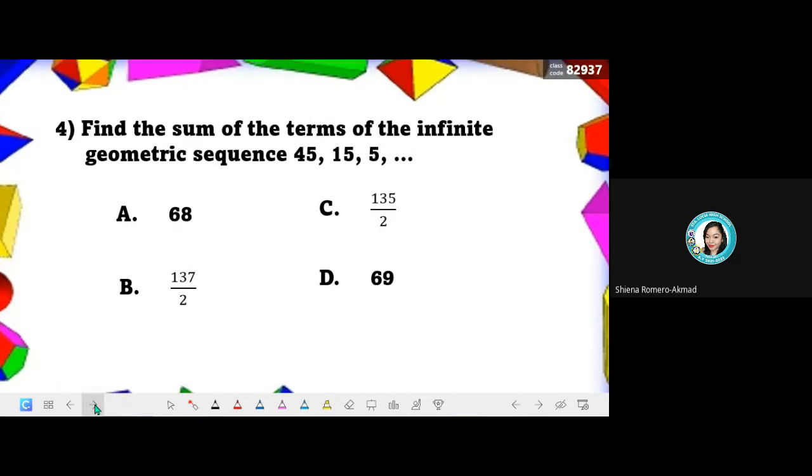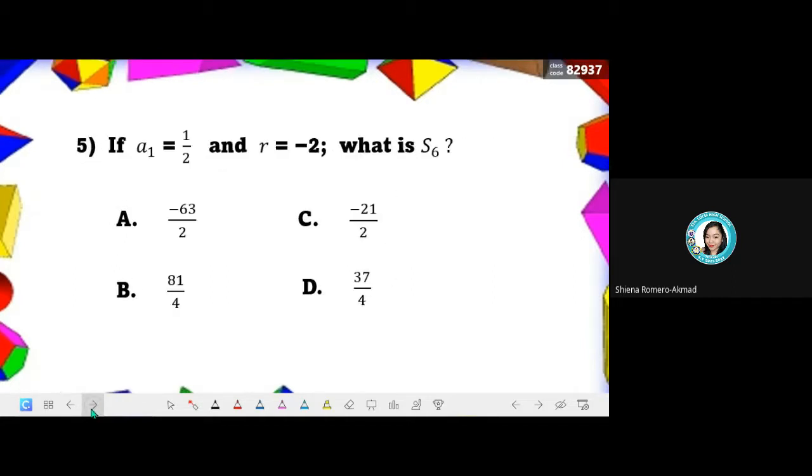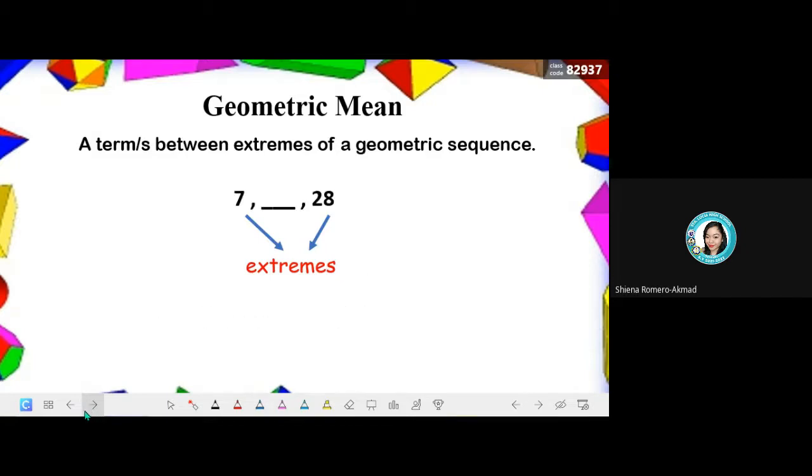Then for numbers 3, 4, and 5, what we're asked to find is the sum. So we'll come back to those later once we have discussed the sum. For now, let's stay with the ratio, or I mean the geometric mean. So we have the geometric mean, which is a term or terms between two non-consecutive terms. And this is our number one: we have two terms and we will insert one in between.